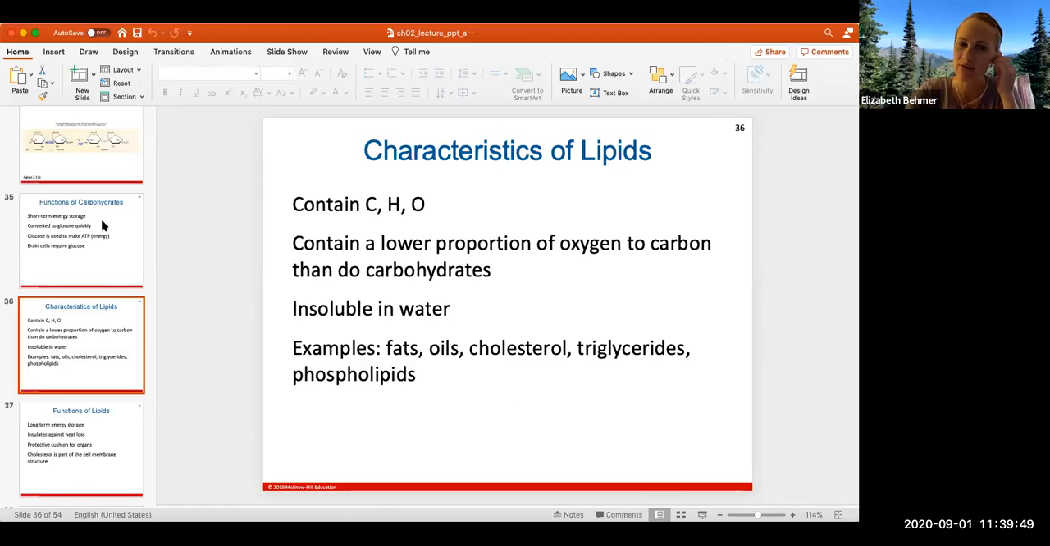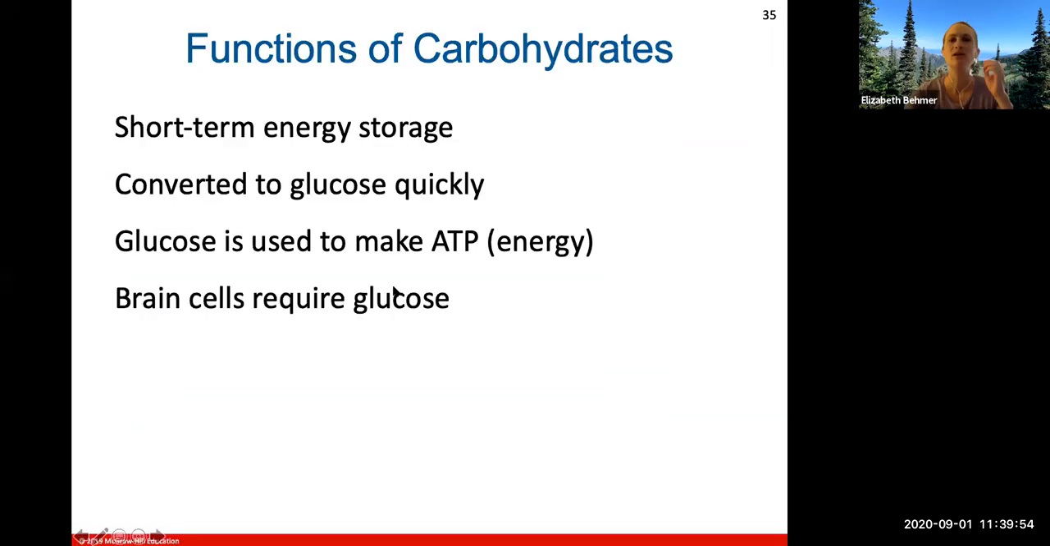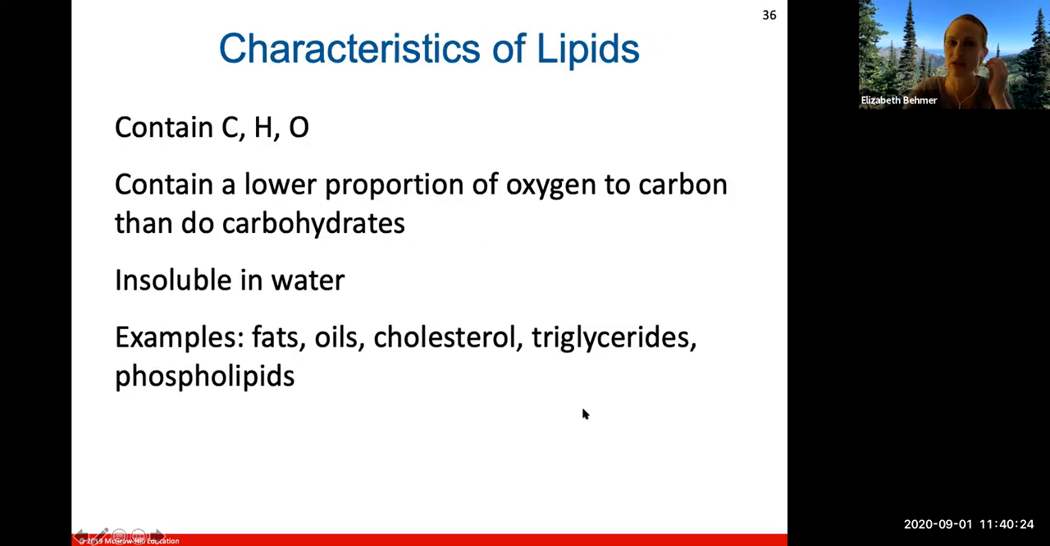Okay, so I think we kind of finished off last time starting to talk about carbohydrates. Big ticket, big topic items here. You should understand what the functions of carbohydrates are. Short-term energy storage, they're converted to glucose quickly, and glucose is used to make ATP or energy in your body. ATP is the body's energy currency, and all of your body cells need ATP to do every sort of function. So we get glucose from carbohydrates, and that's why carbohydrates are important, and brain cells also require glucose.